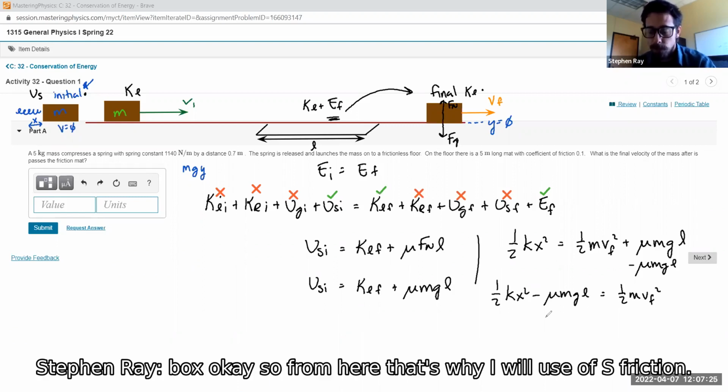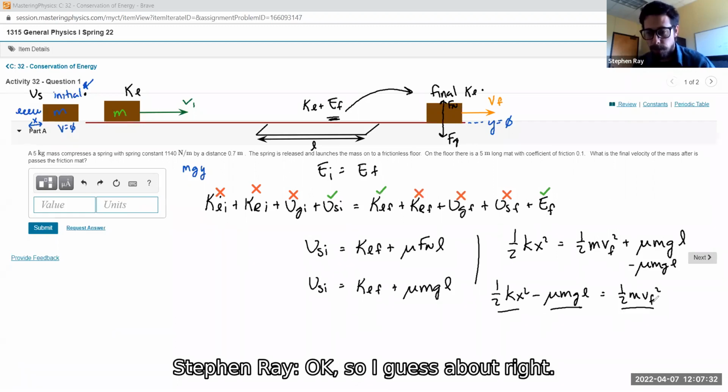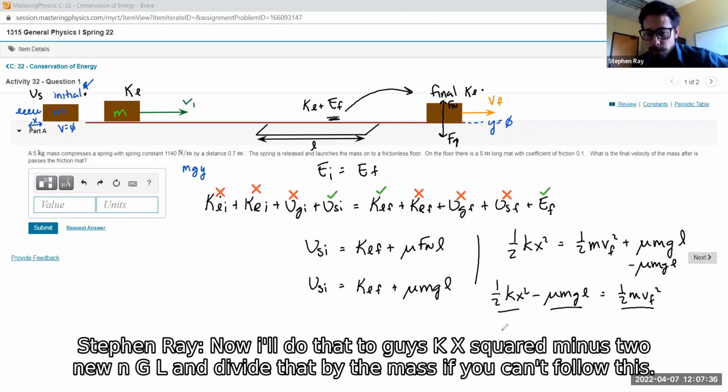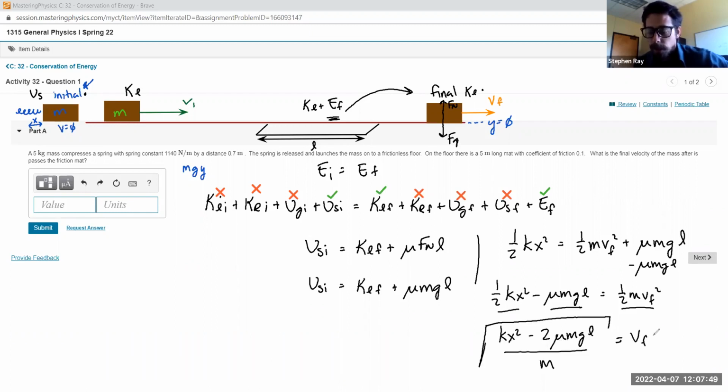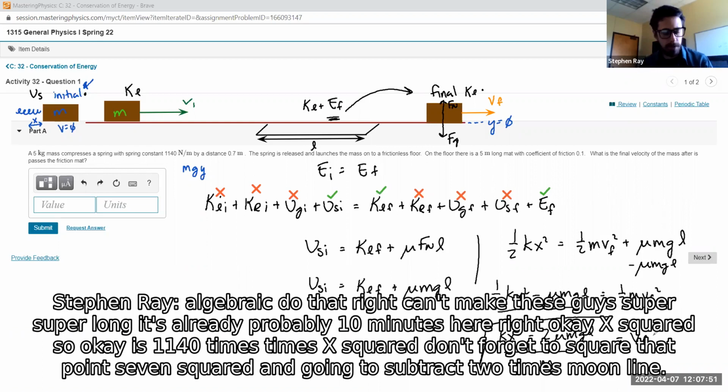So from here, that's why I want U_s, friction, K_f. Now I'll do the 2 too. So we get kx squared minus 2 mu mgL, and I'm going to divide that by the mass. If you can't follow this algebra, you're just going to have to do it. I can't make these videos super, super long. It's already probably at 10 minutes here.